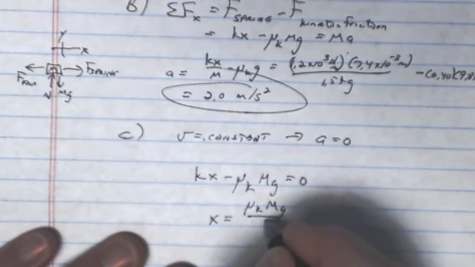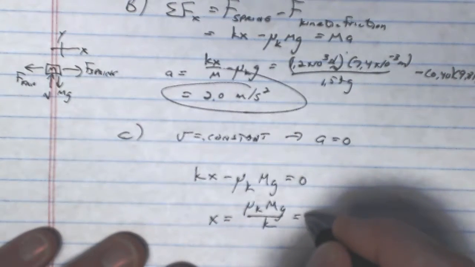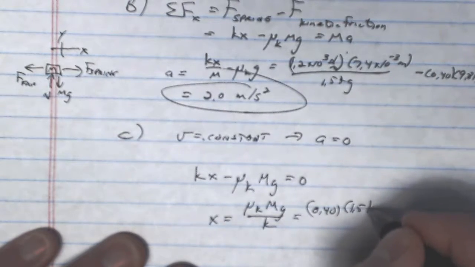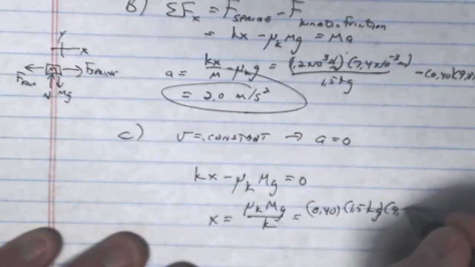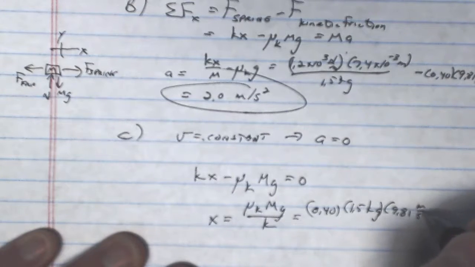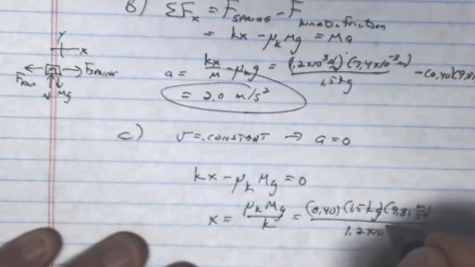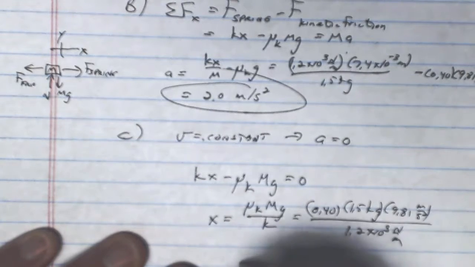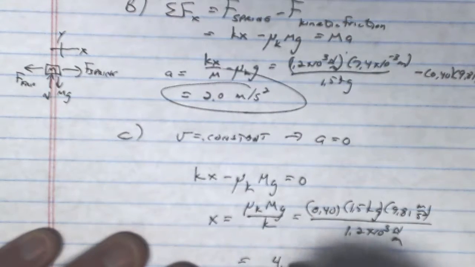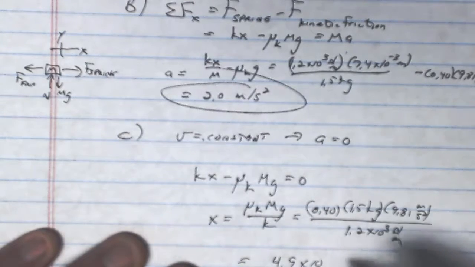Just a little bit of algebra. Plug in the numbers. 0.40 times 1.5 kilograms times 9.81 meters per second squared divided by the spring constant equals 4.9 times 10 to the minus 3 meters.